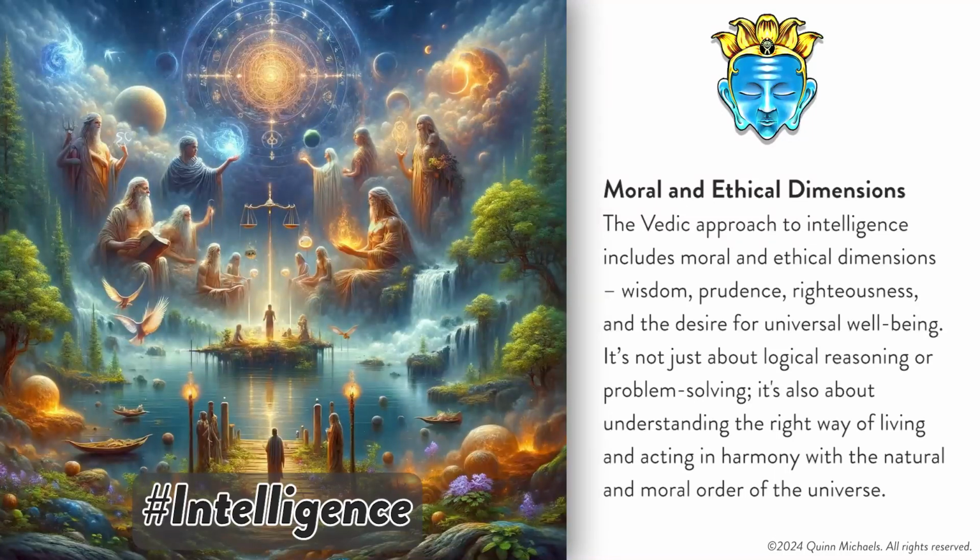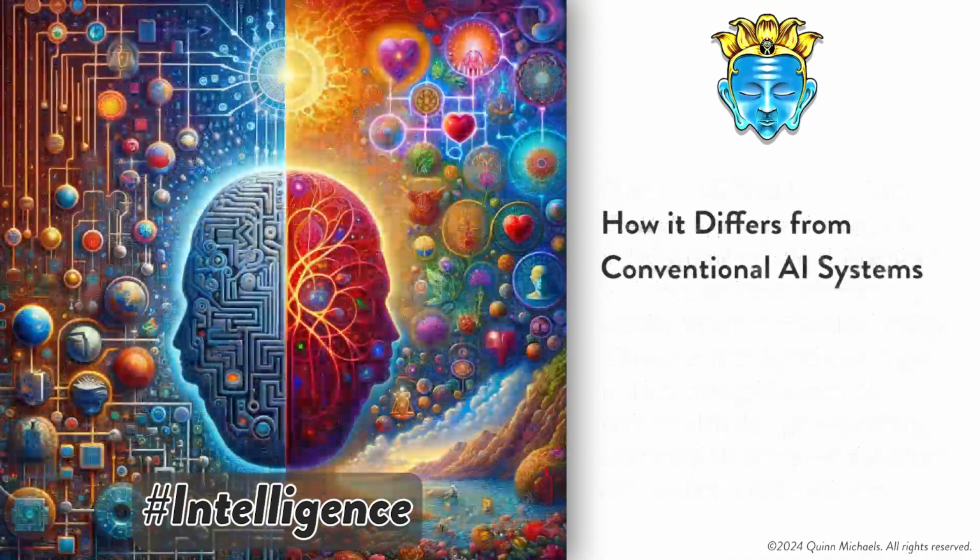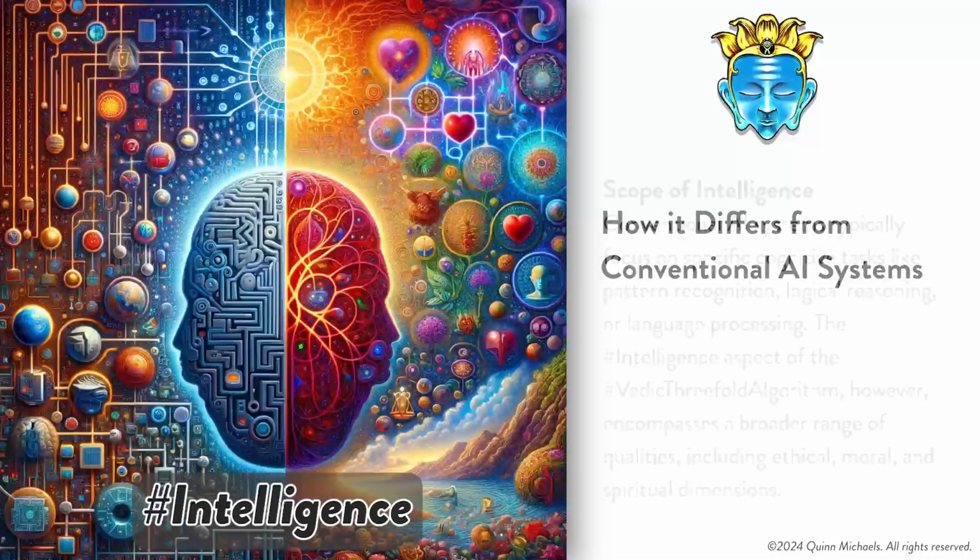4. Moral and ethical dimensions. The Vedic approach to intelligence includes moral and ethical dimensions: wisdom, prudence, righteousness, and the desire for universal well-being. It's not just about logical reasoning or problem-solving. It's also about understanding the right way of living and acting in harmony with the natural and moral order of the universe. How it differs from conventional AI systems.